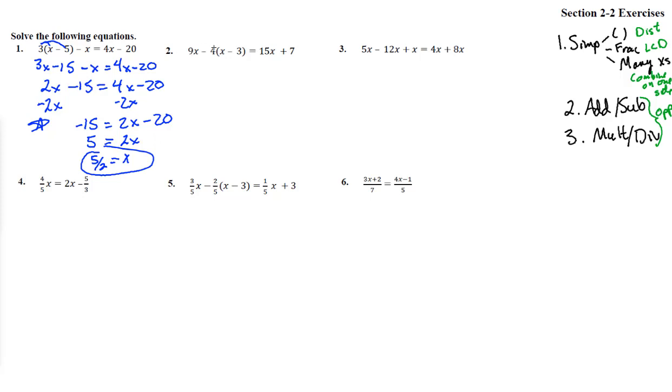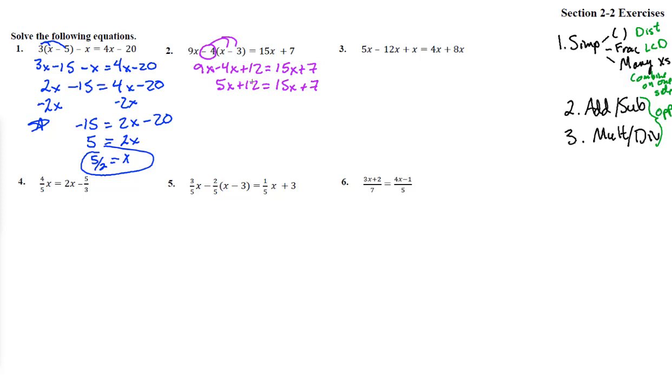Number 2. 9x minus 4. So we're going to take this minus 4 and jump it in, and we get 9x minus 4x plus 12. Make sure you realize negative 4 times negative 3 is a positive 12 equals 15x plus 7. There are no fractions, but there are many x's hanging about. Let's combine these guys together. 5x plus 12 equals 15x plus 7.